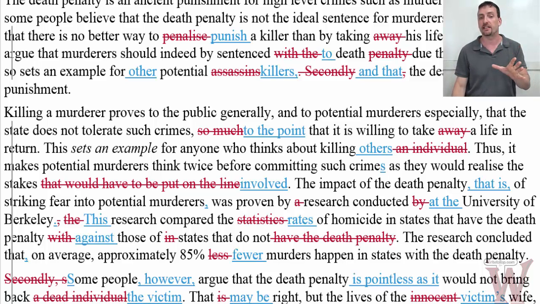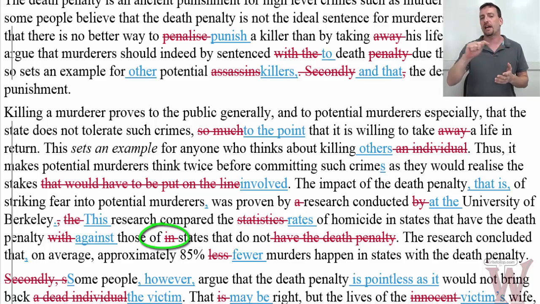Okay, so the rates of homicide, murder, so a good word here, compared something against something else, "compared of those states." So he's comparing the rates in states that have the death penalty against those of states that do not. Okay, those being the rates. Okay, and we have "of," "in." You don't need two prepositions, one's enough, "that do not."